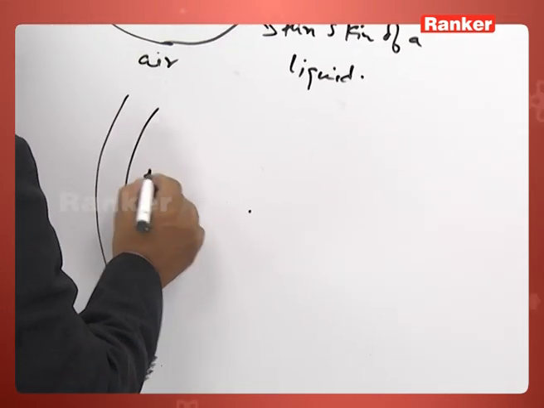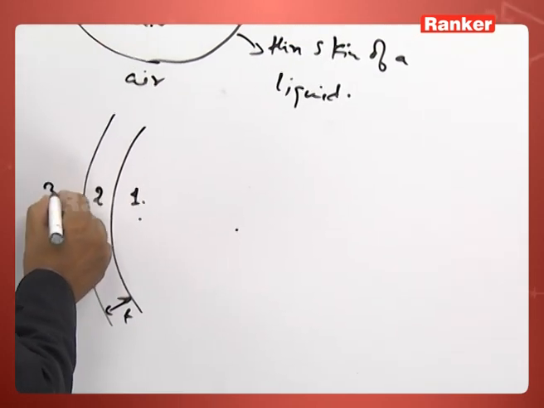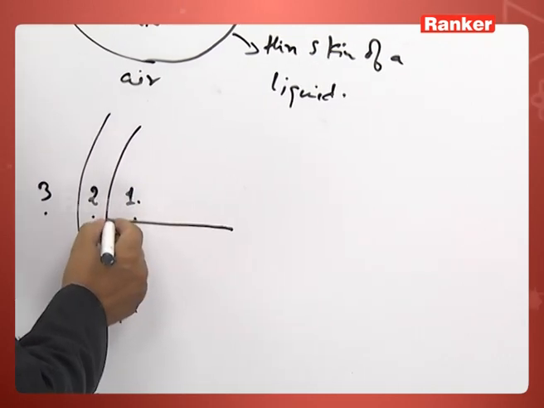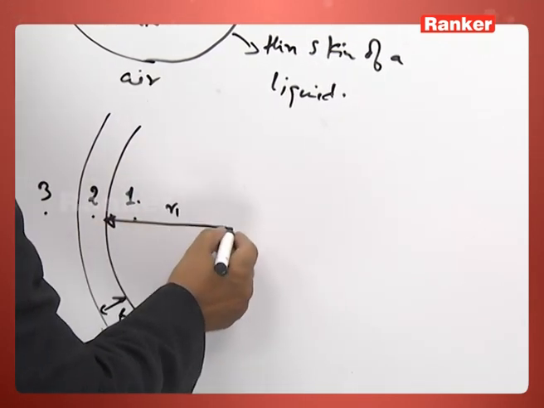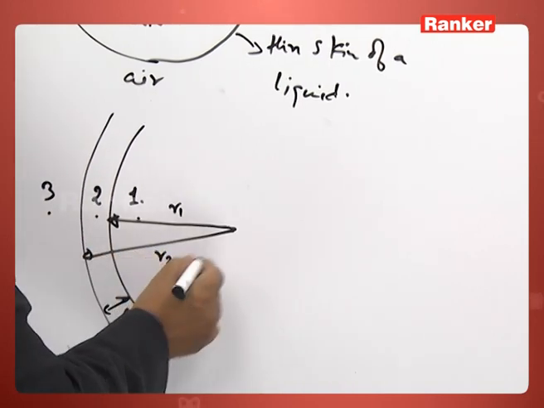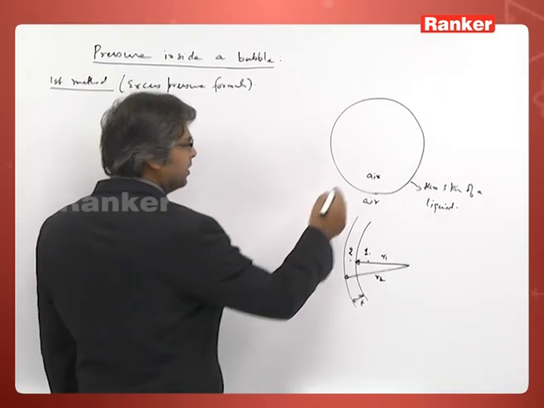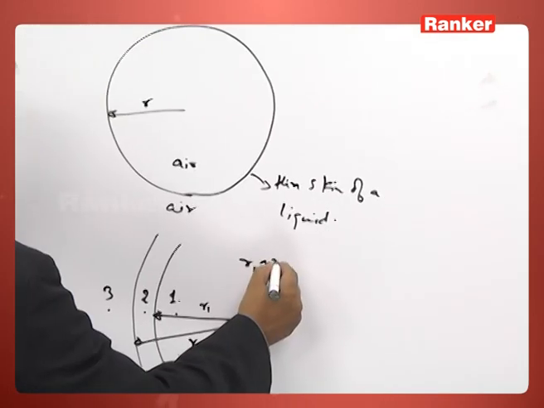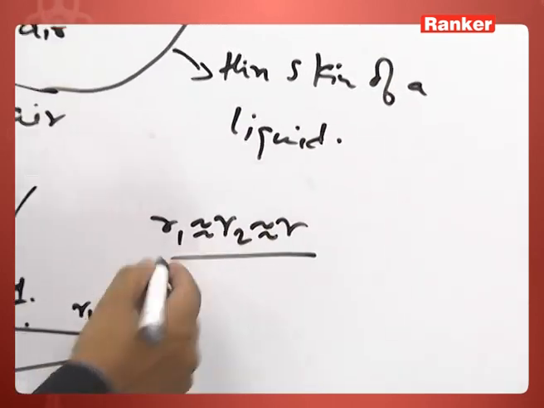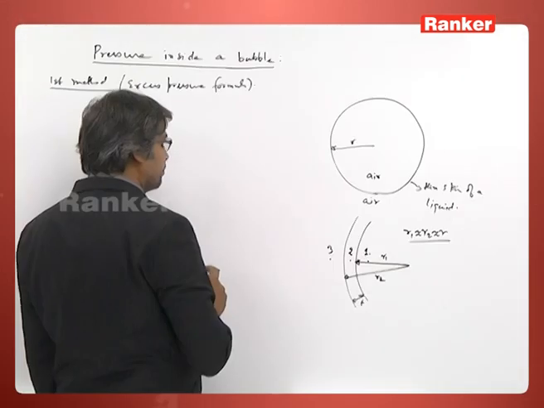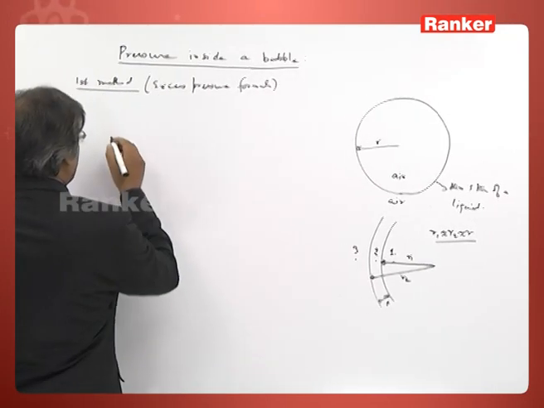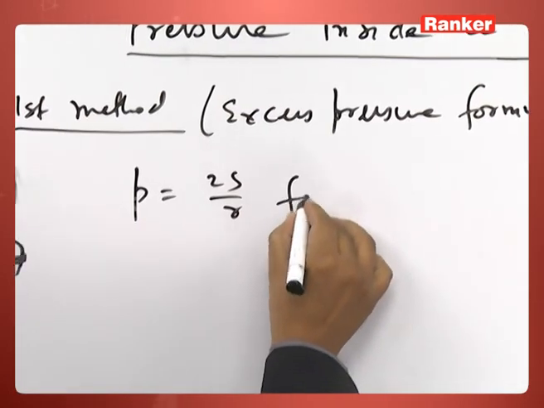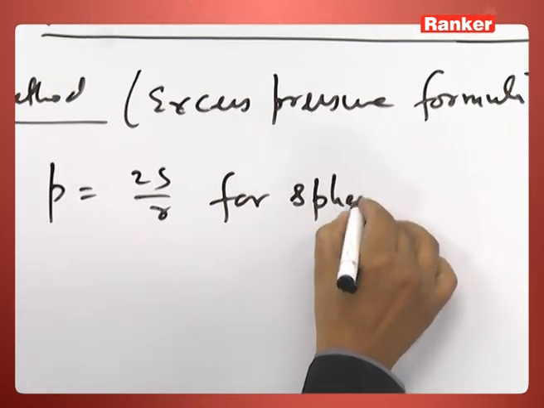Suppose I say this is 1, this is 2 and this is 3. I have 3 points, 1, 2 and 3. Suppose this surface has a radius R1 and this surface has a radius R2, such that if I say this is R, then R1 is equal to R2 is equal to R. So, this thickness T is very small. Now we have the excess pressure formula 2S by R for a spherical surface.